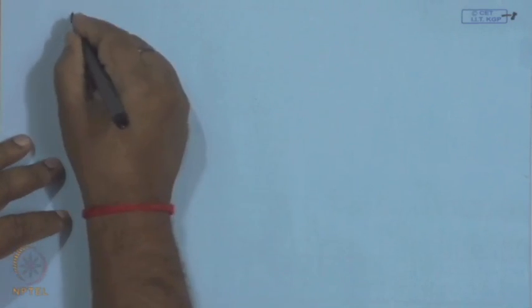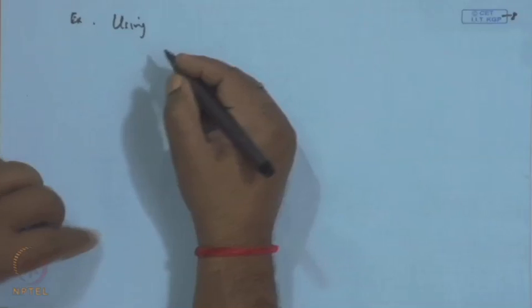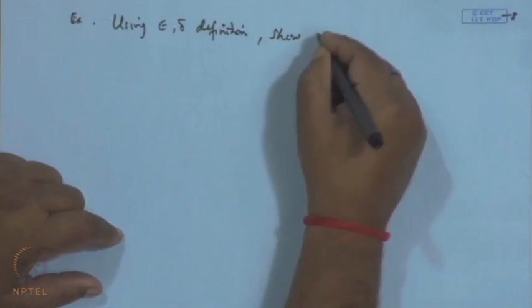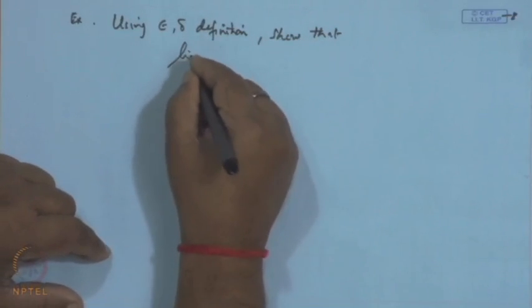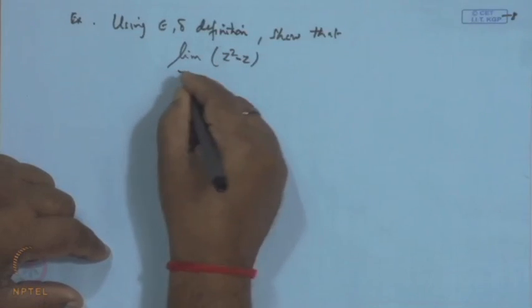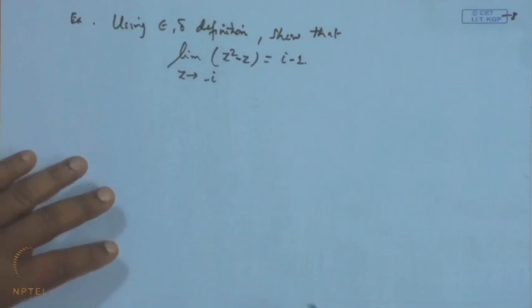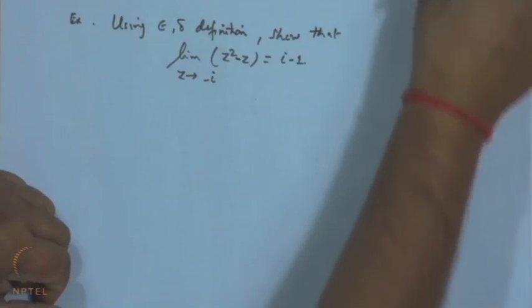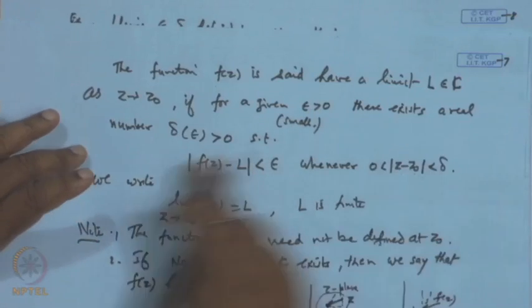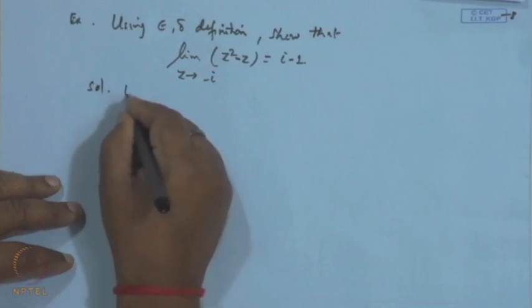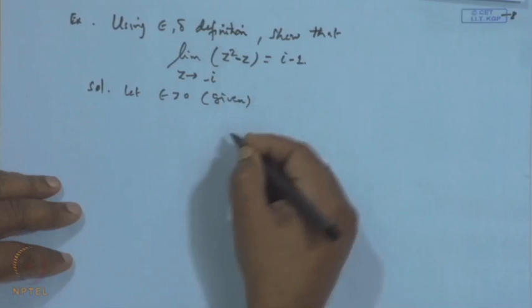Let us see an example. For example, using the epsilon delta definition, show that the limit of the function z square minus z as z tends to minus i is i minus 1. Okay. So, let us apply epsilon delta. What the epsilon delta definition says is that for a given epsilon, we have to identify a delta which satisfies the condition. So, let epsilon greater than 0 be given.